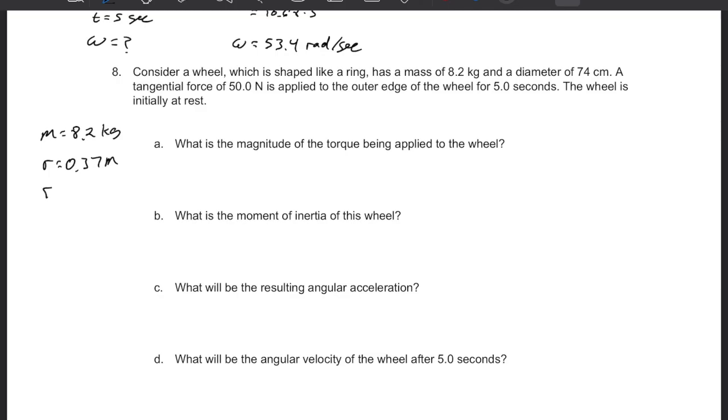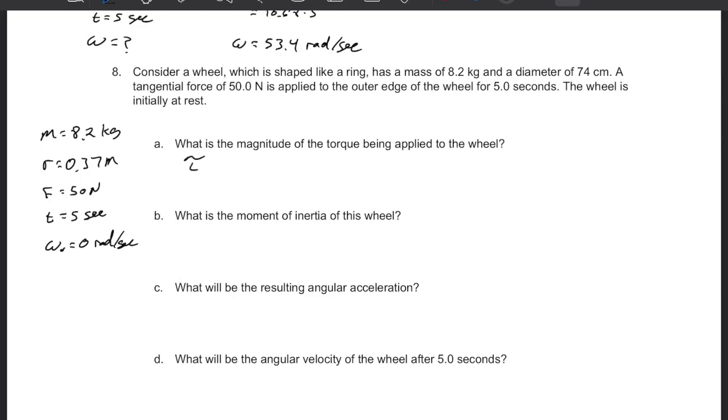Tangential force of 50 newtons. So we've got force is equal to 50 newtons. Applied to the outer edge of the wheel for 5 seconds, so time equals 5 seconds. The wheel is initially at rest. Omega naught would be 0 radians per second because omega naught would be the initial angular velocity. And because this is a ring, we know our formula I equals mr squared if we need that.